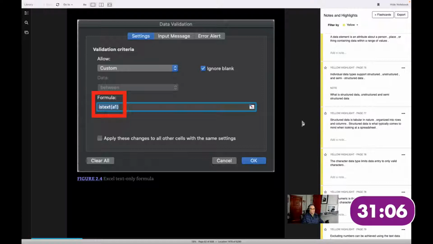Okay, so this is an Excel text only. Okay. So if you're going into Excel, I didn't realize that.